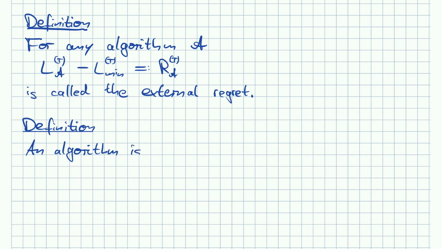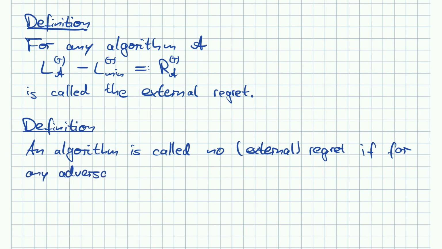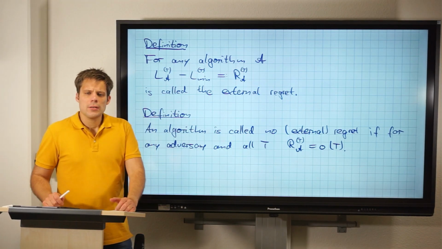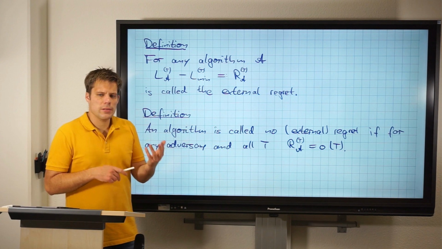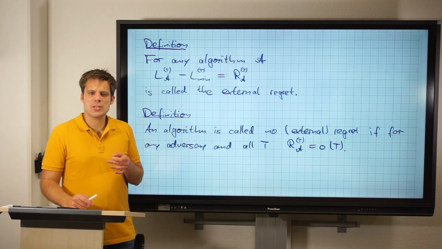An algorithm is called no regret, or no external regret, if for any adversary and all t, the growth of this regret is bounded sublinearly in t. So this might, for example, mean that this R of t is bounded by some factor times square root t.